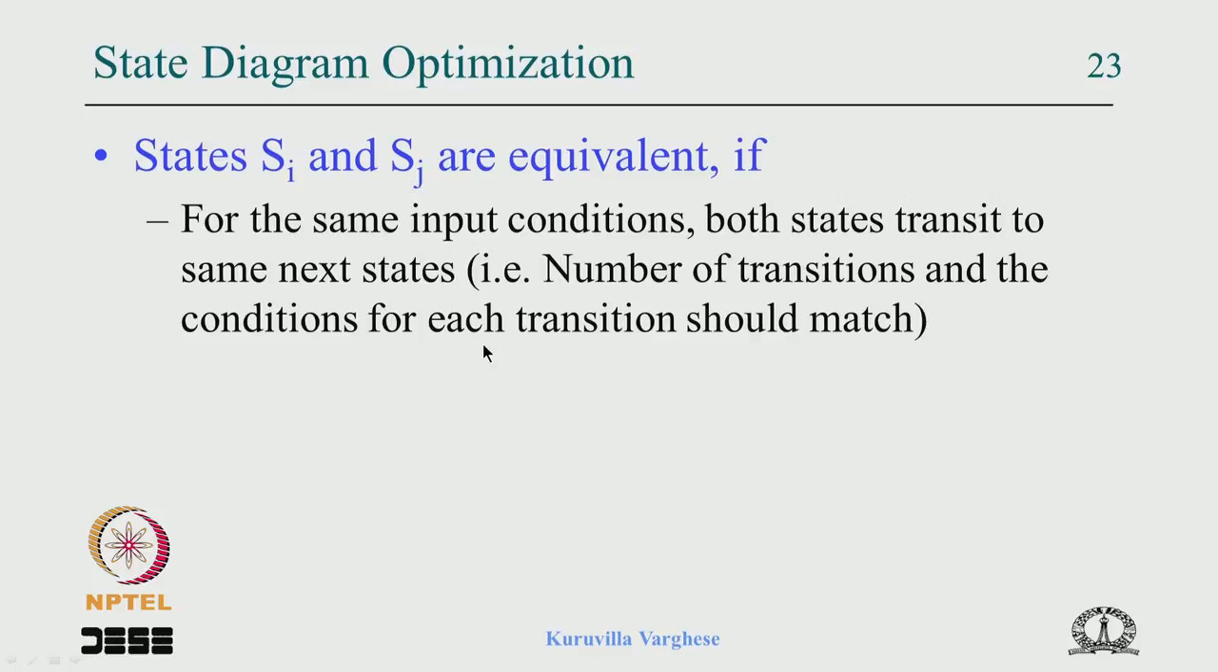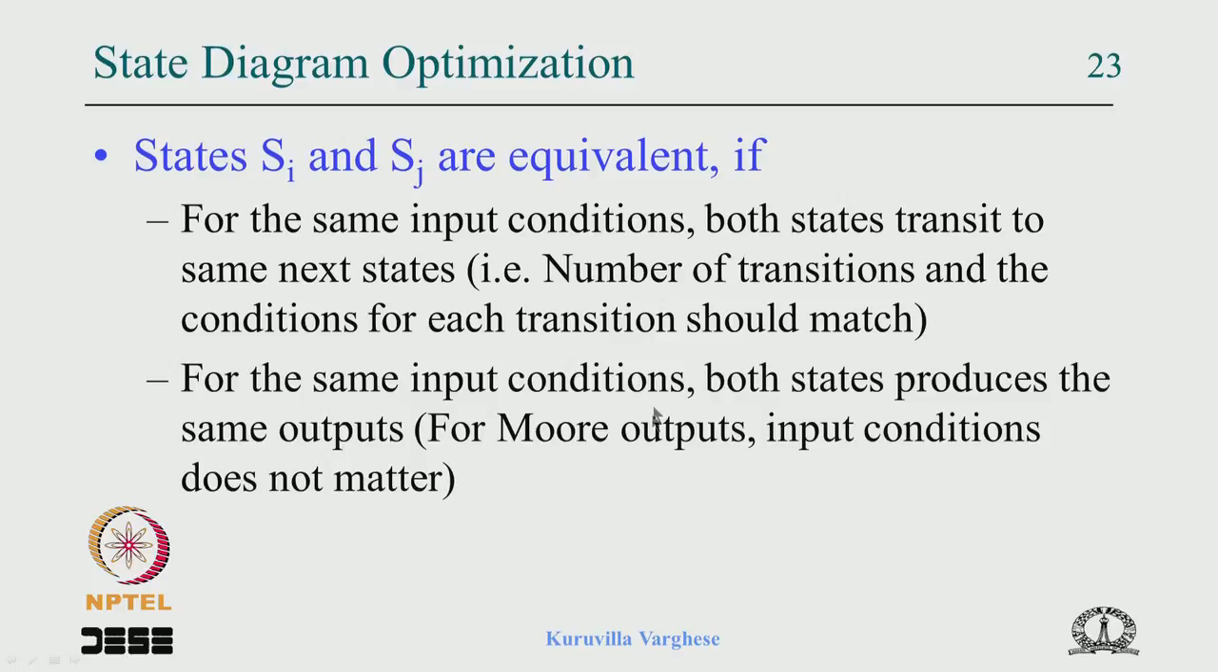Now that is just the simple case. Maybe Si transits not only to Sk on some input condition, it might transit to Sl on some other condition. So Sj also should transit upon the same conditions to Sk and Sl. So all the input conditions should match. Then we have to state the output: for the same input condition, both states produce the same output. For a Moore output you can ignore the input condition, it does not matter.